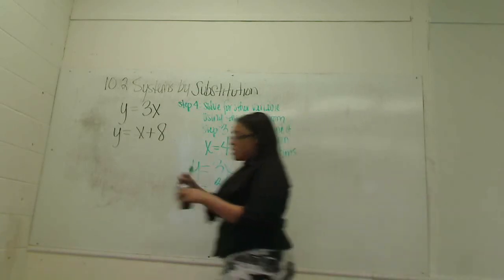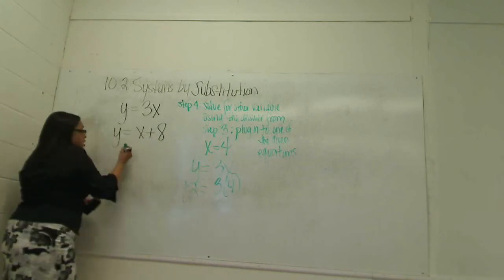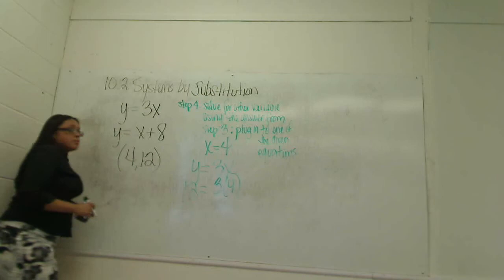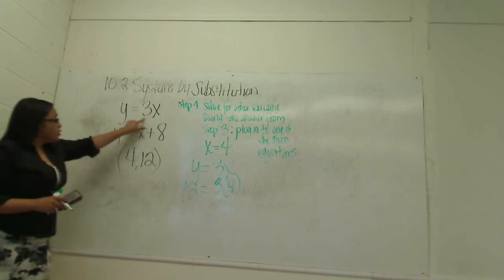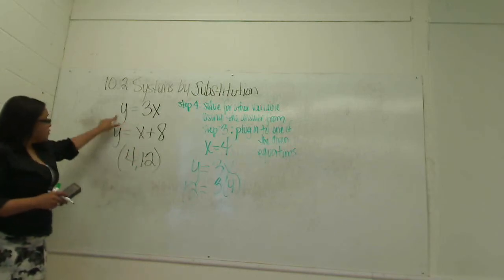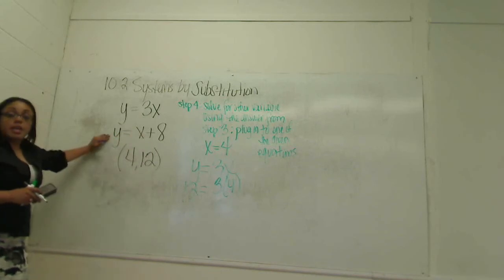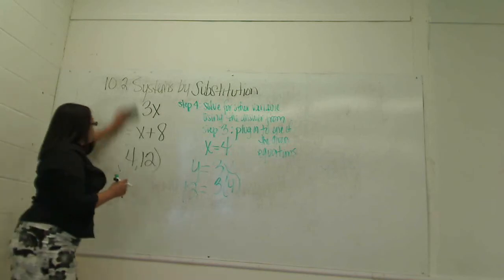So now you have your solution. Your solution to this is 4, 12. And you can prove that. 3 times 4 is 12. X is 4. 4 plus 8 is also 12. So you know that it works. We'll try another substitution.